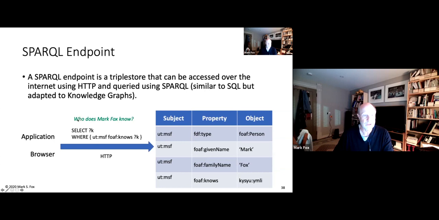And so if I want to know who Mark Fox knows, I can select ?K, where question mark K is a variable, matching any triple whose subject is MSF, property is knows, and whatever the value of the object is, bind it to K. That will bind HKSYU colon YMLI to K, and that will tell me that he knows Rita.